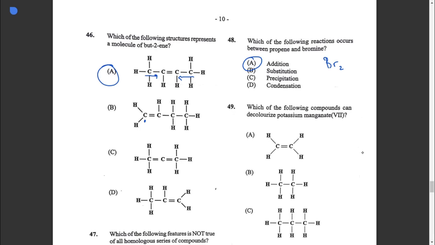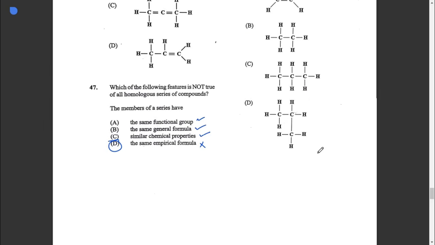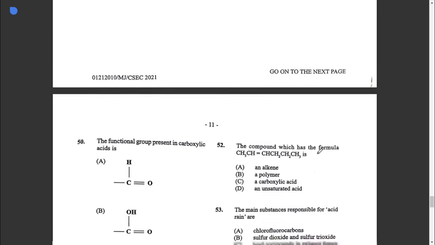All right. 49. Which of the following compounds can decolorize potassium permanganate? And this is used as an indication for the presence of a double bond, because the double bond will decolorize potassium permanganate to colorless. You know, you can see potassium permanganate is so useful across these identification tests because of its distinctive color. So the answer for that is A.